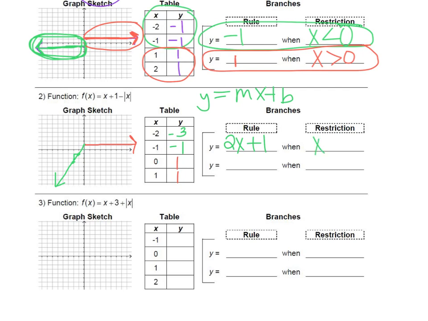And this is for when my x's are less than 0. Because right here is where they meet, so everything to the left of that is when x is less than 0. Now we're going to do the equation for the right side, this red graph. So I don't have to put it in mx plus b format because it's just a straight line. So all of my y's equal +1 when x is greater than 0.